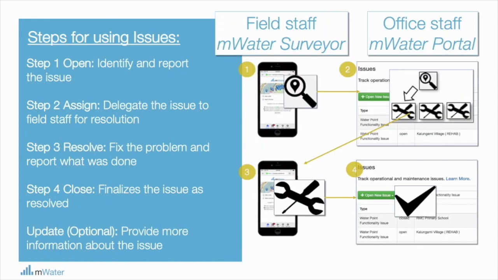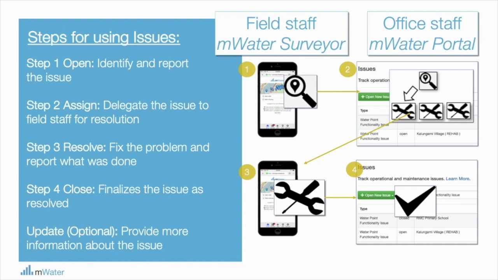Issues are a multi-step process where enumerators can open, assign, update, resolve, and close an issue response. A good example of this is a water point functionality issue. This issue allows users to report broken water points and even assign technicians to conduct repairs. As you can see in the diagram, the first step is to open an issue on the water point. This will report the basic information on the water point along with the issue that it's experiencing.